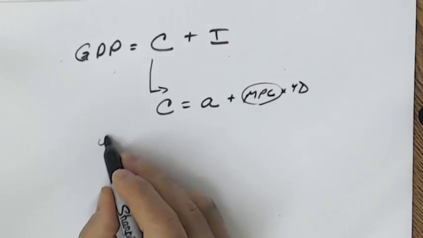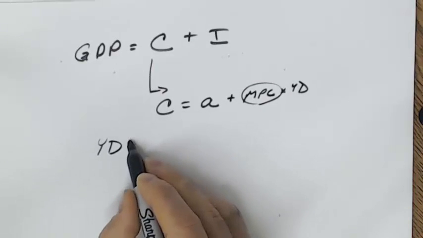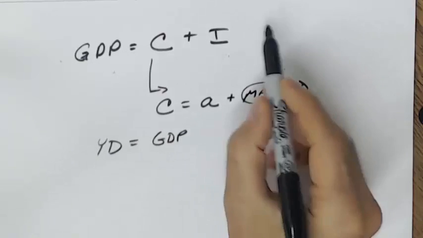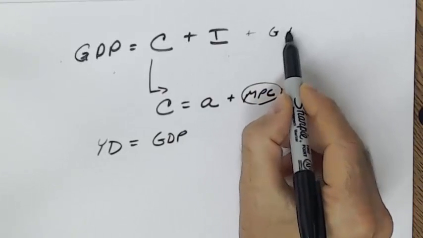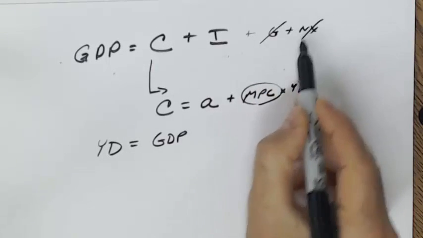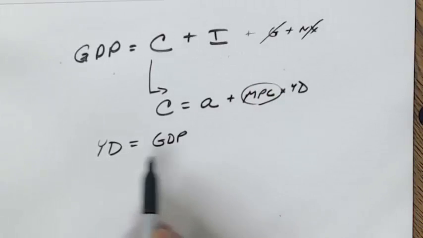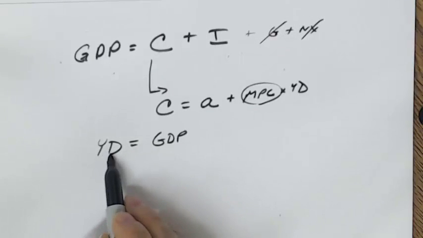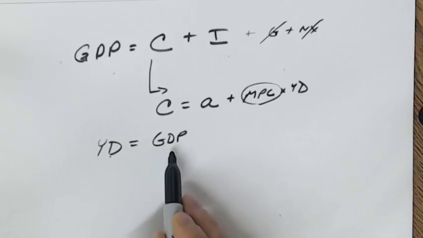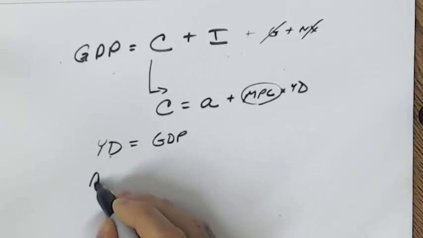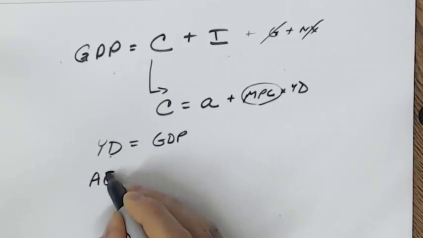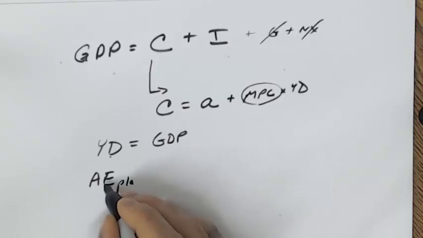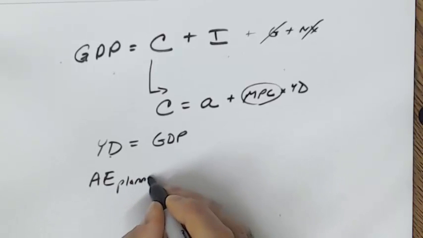Now, in this model, disposable income equals GDP, and that's because we chopped off taxes and we chopped off net exports. So there are no taxes, and our disposable income equals GDP. The other thing you want to keep in mind is that we now have a new concept that just developed a second ago. We have aggregate planned expenditures.